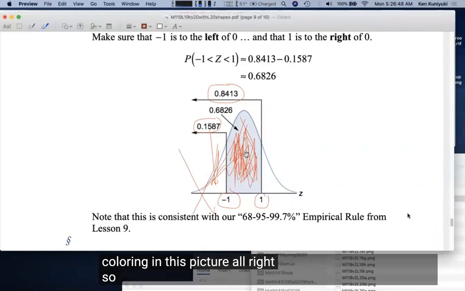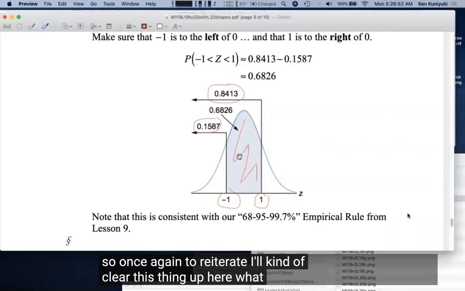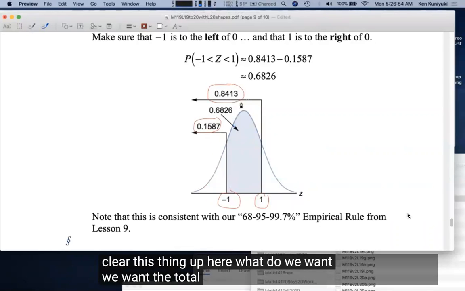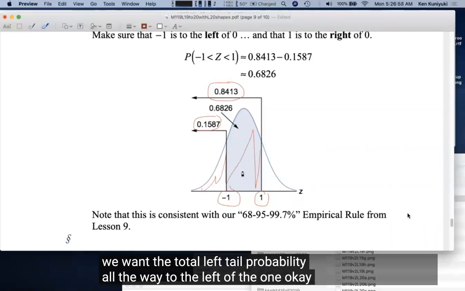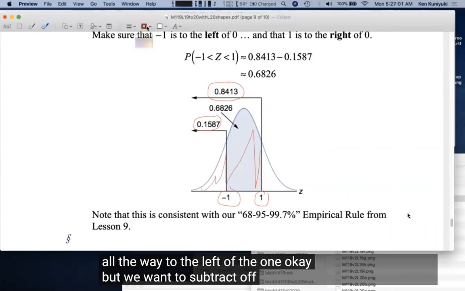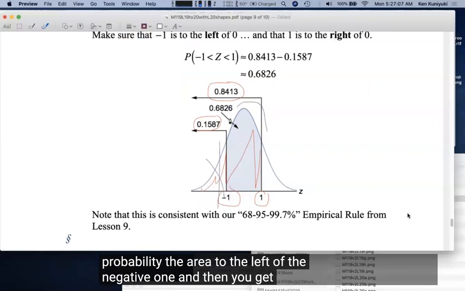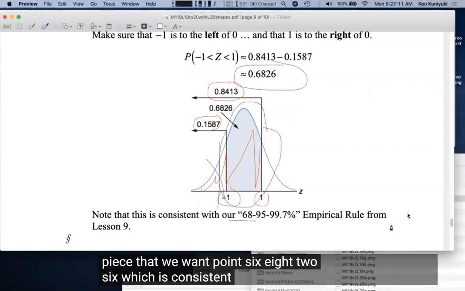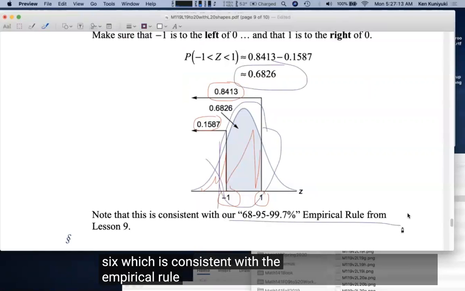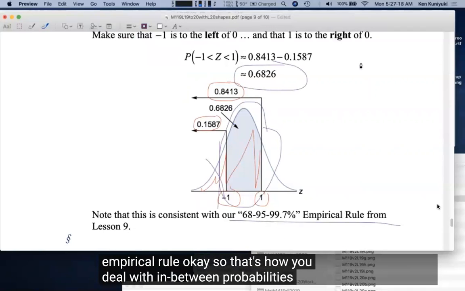All right. So once again, to reiterate, I'll clear this up here. What do we want? We want the total left tail probability all the way to the left of the 1, okay? But we want to subtract off the white probability, the area to the left of the -1, and then you get the middle piece that we want, 0.6826, which is consistent with the empirical rule. Okay, so that's how you deal with in-between probabilities.